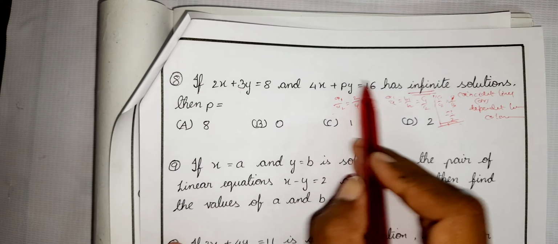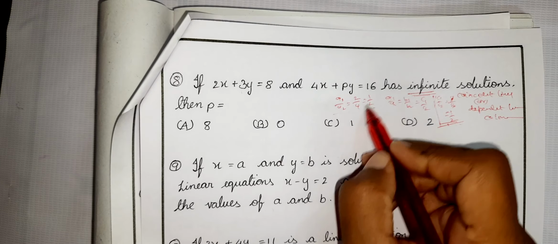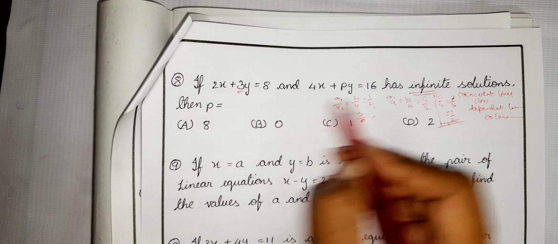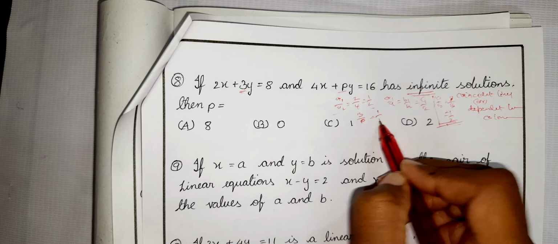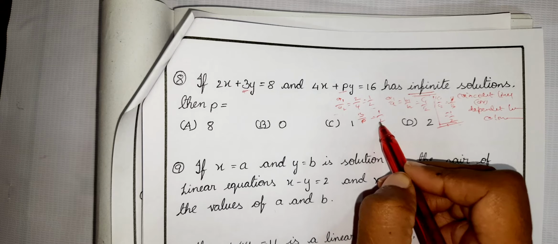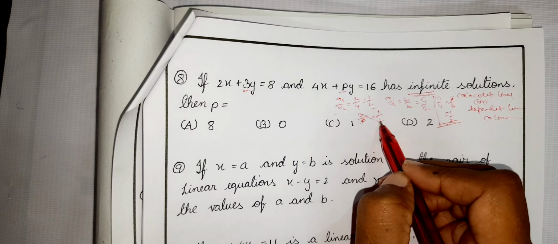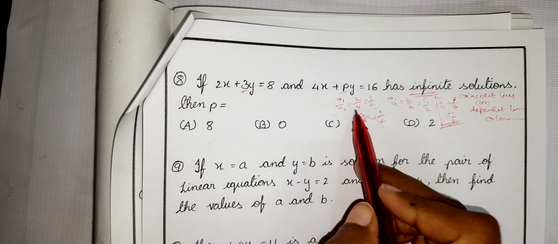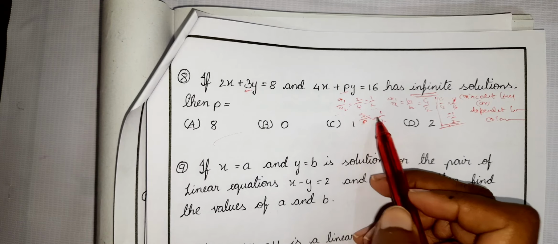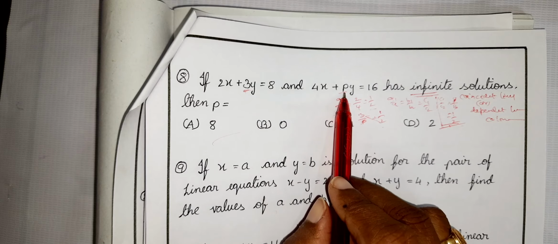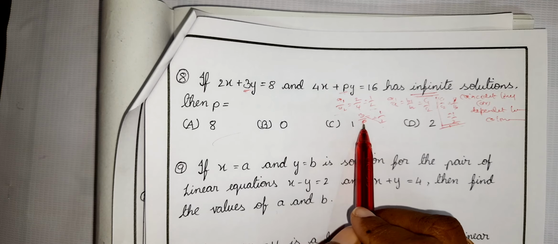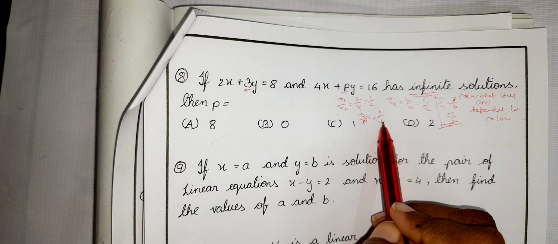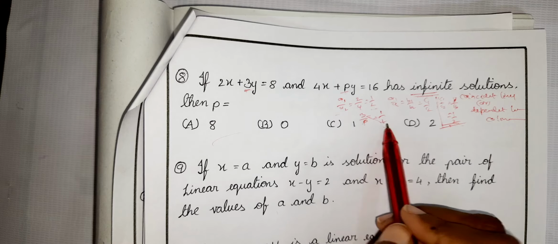Perfect. Now equate that to b1 by b2. So what is b1 by b2? 3 by p. 3 by p is equal to a1 by a2, which is 1 by 2. Cross multiplication, p is equal to 6. Do we have that one? So 3 by p is equal to 1 by 2, and therefore p is equal to 6.